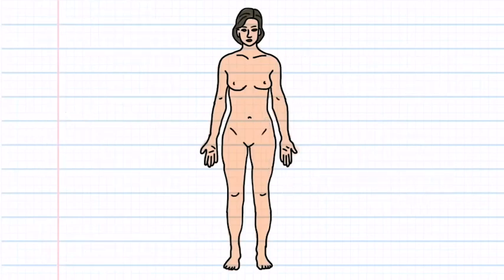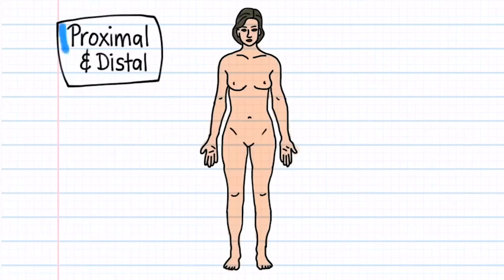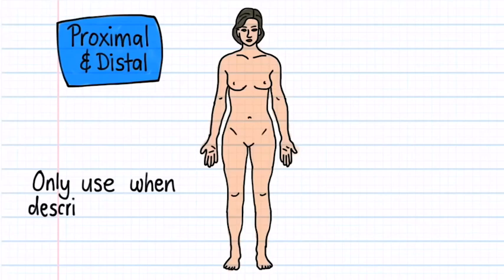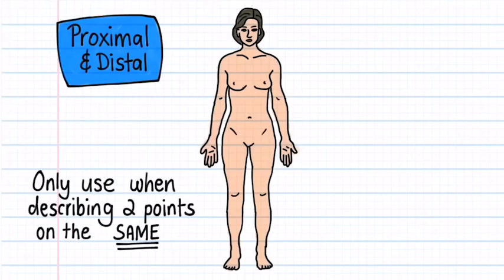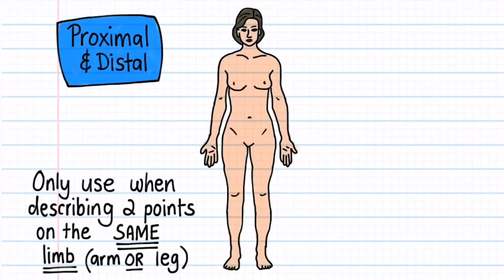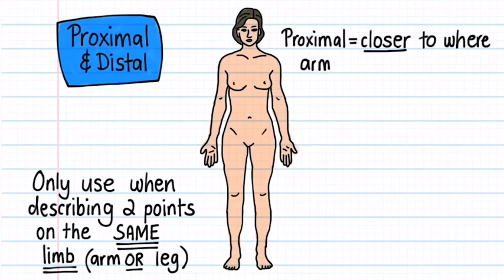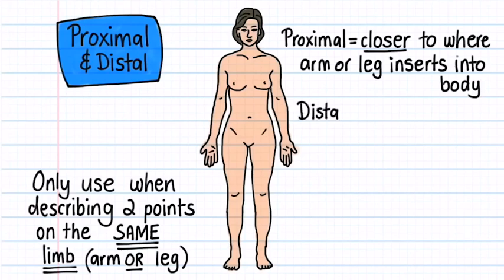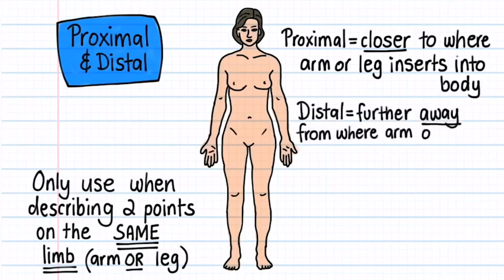Next are two anatomical terms that you probably haven't heard before. They are proximal and distal. These terms are only used to describe the location of 2 points on the same limb, which could be either an arm or a leg. Proximal means closer to where the arm or leg inserts into the body. Distal means further away from where the arm or leg inserts into the body.